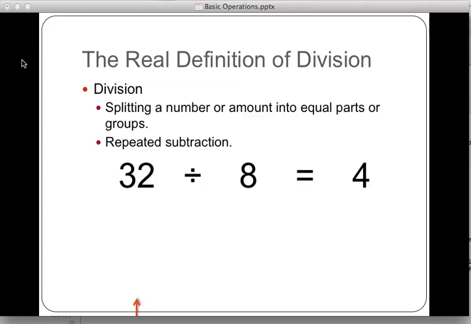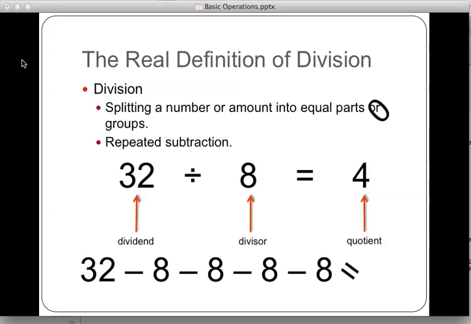32 divided by 8 equals 4. Each piece has a name. We have a dividend, we have a divisor, and we have the quotient. So in terms of repeated subtraction, think of it this way. How many times can we subtract 8 from 32 until we run out? We always love the problems that come out with no remainder, or when you subtract you end up with 0, but in the real world that's not always the case. But the best definition, at least in my opinion, is division is repeated subtraction.